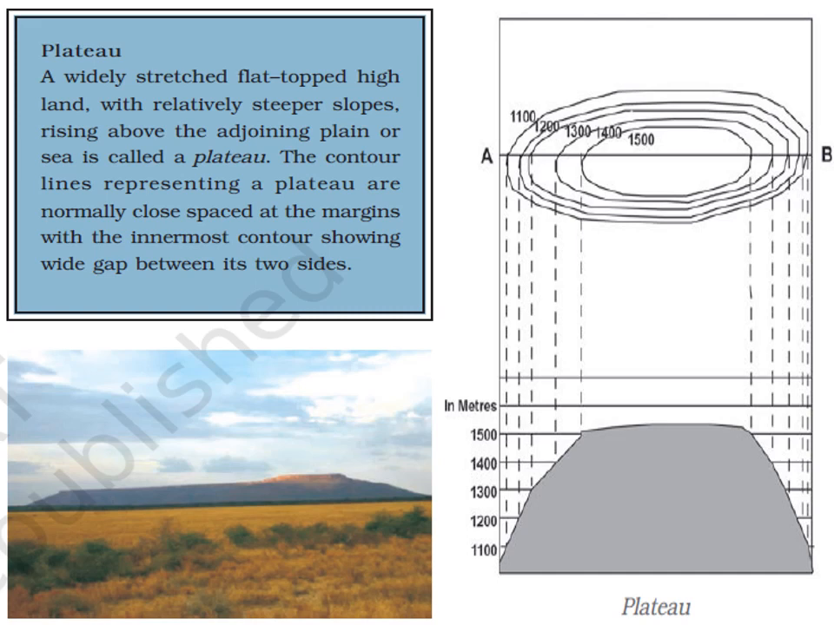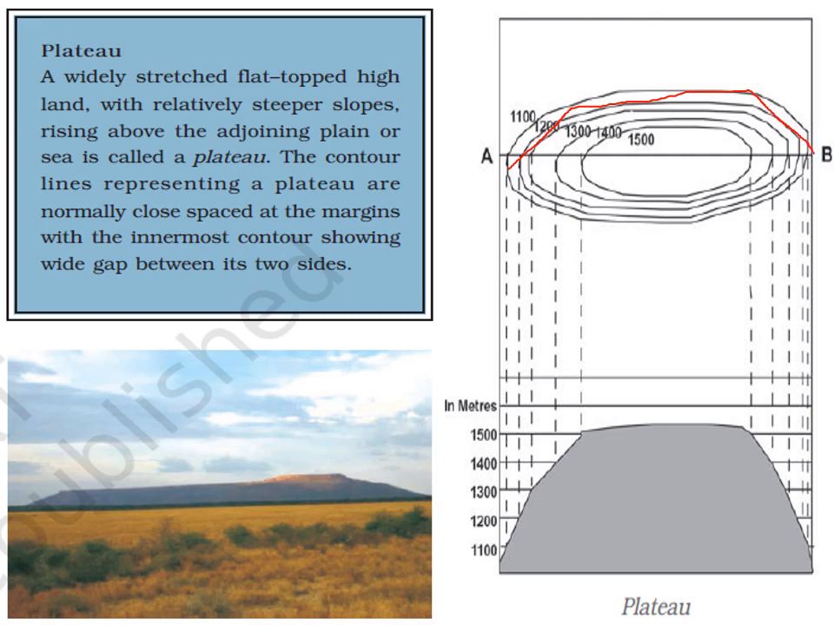Now the next landform is the plateau. A plateau is a widely stretched, flat-topped highland with relatively steep slopes rising above the adjoining plain or sea. Now see, this is the plateau depicted with the help of contour lines on the topo sheet. This is the side of the plateau. Either it can be gentle or sometimes steep.